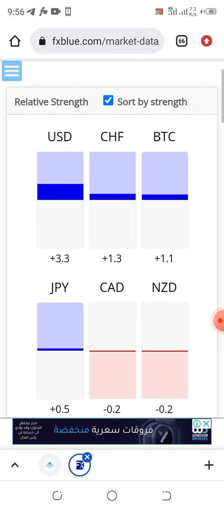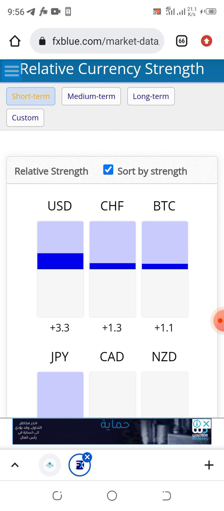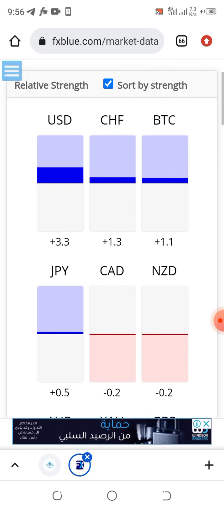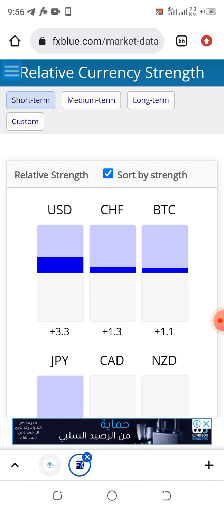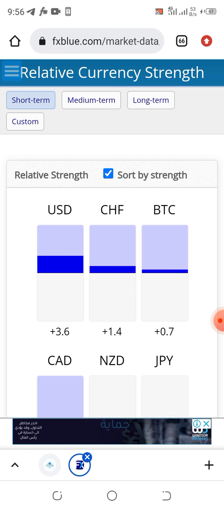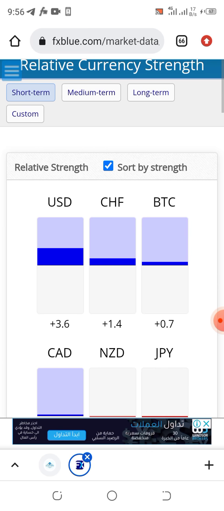Since you have discovered that retail sales at this moment of time is in red position, just switch your browser to fsblue.com, relative currency trends. So you see how the currencies are measured, according to their percentage, and how weak or strong they are in the market at the moment of time.